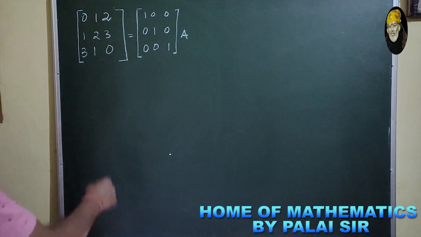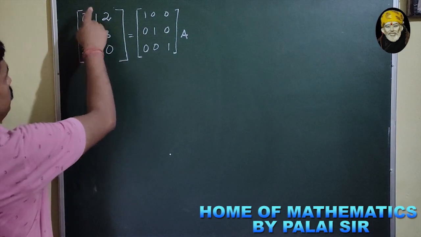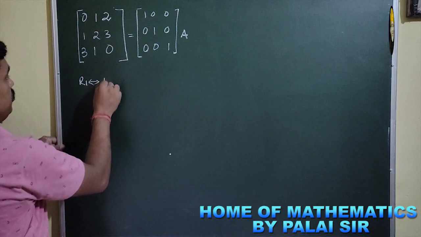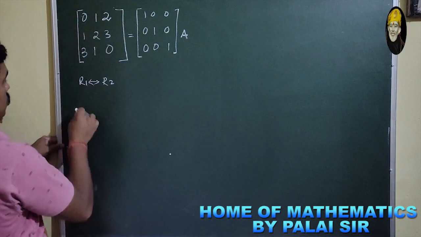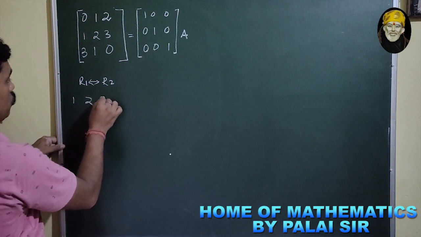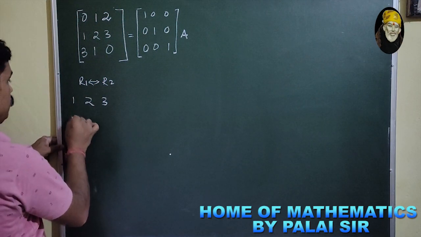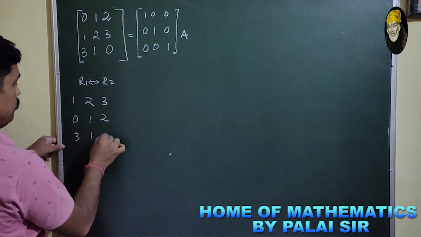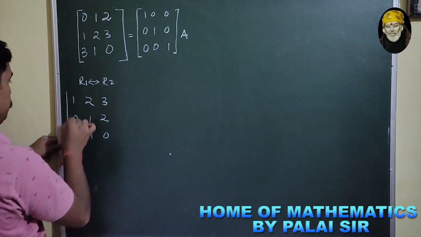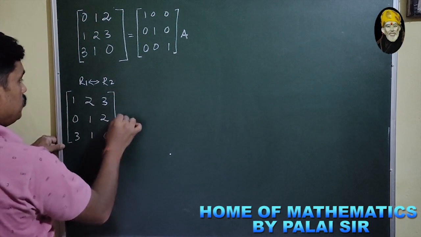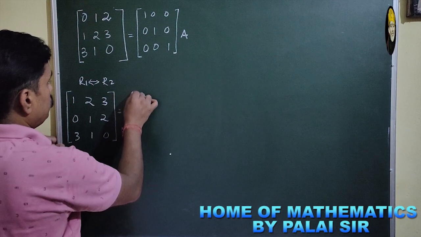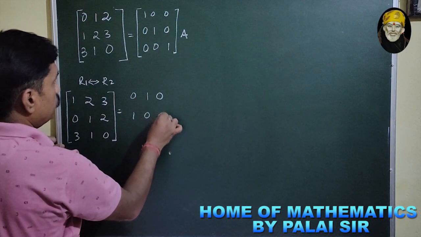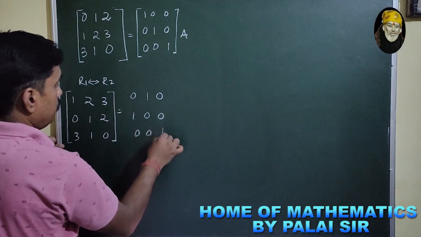So here first, in your first case, you take this one there. So R1 and R2 will be exchanged, interchanged. So you will get 1, 2, 3. This is 0, 1, 2. Here it is 3, 1, 0. This equal to, here also 0, 1, 0. You interchange this two. 1, 0, 0. This will be 0, 0, 1.